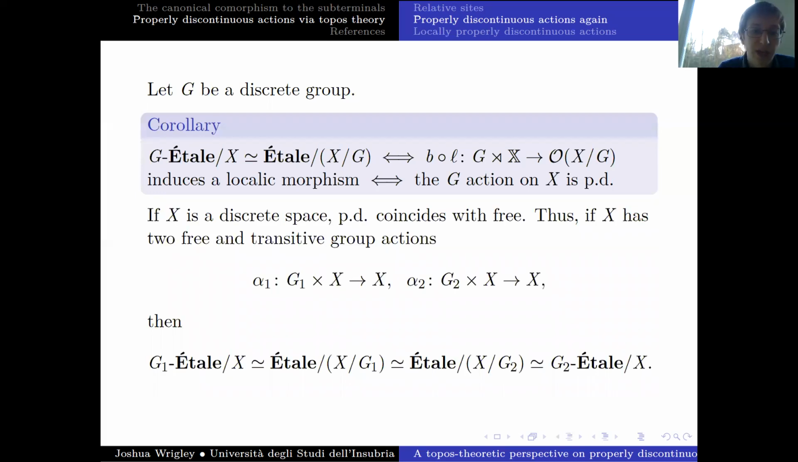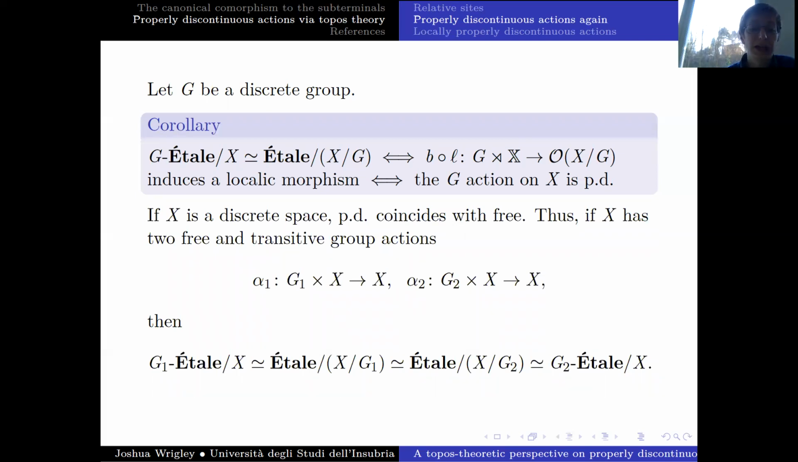Now I want to go back to when I mentioned earlier that the group G in G étale over X doesn't necessarily have to be unique. And I set up an easy example. Well, here it is. If we've got X being a discrete space, then properly discontinuous coincides with the notion of free.